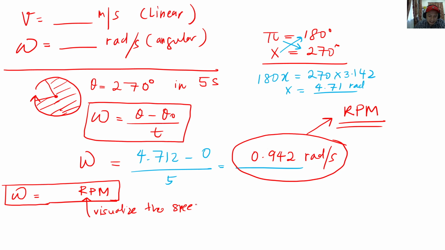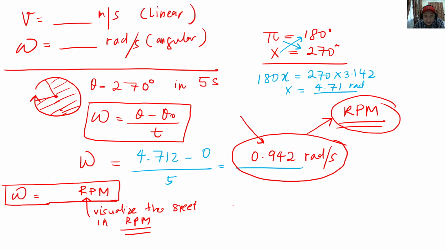Visualize the speed in RPM. If somebody says this motor is rotating at 0.942 radian per second, nobody understands. Nobody can visualize anything. So people will stick with this one: how many rotations per minute? So in order to convert this, you need to use a formula, or you just have to remember.